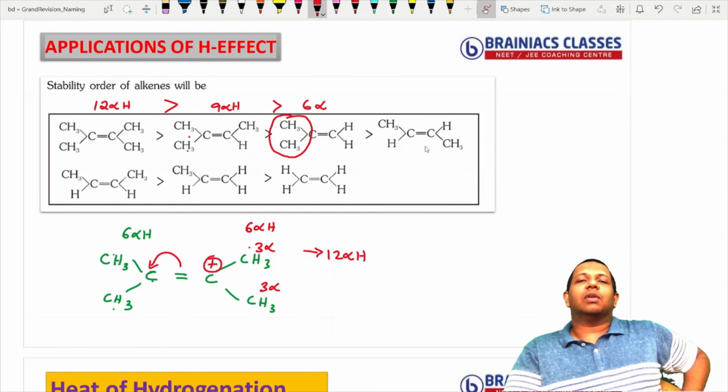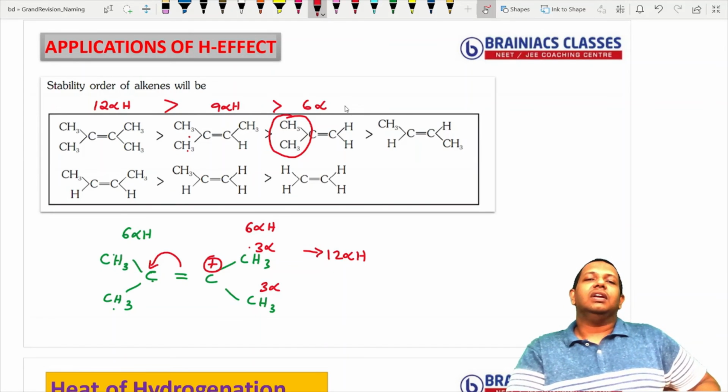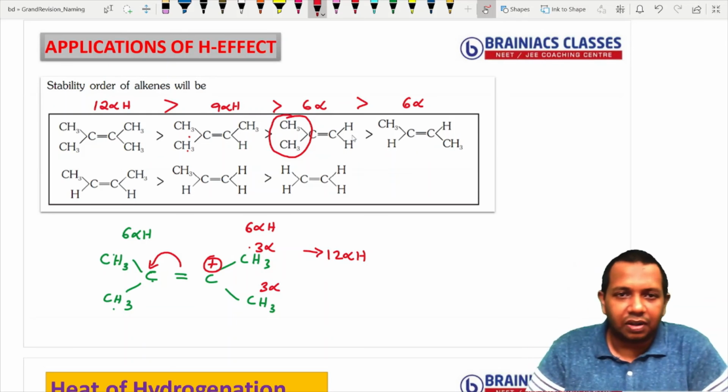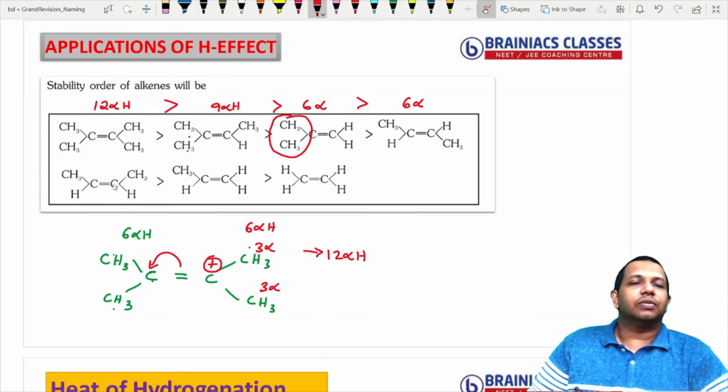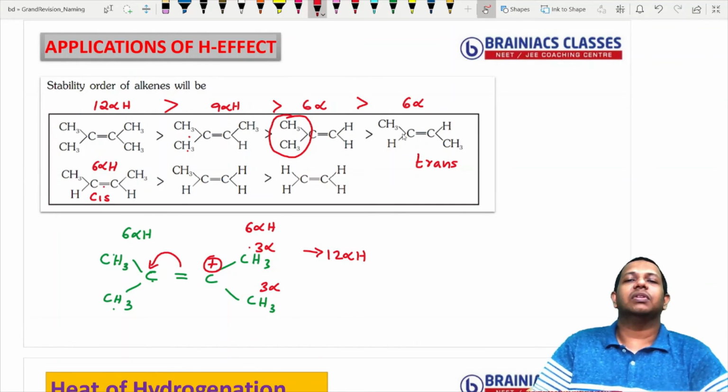But here they are on the opposite carbon atom. That's why this one is more stable than this one. But this is also 6 alpha. Now here, if you see, this is trans and this is cis. So we know that trans is more stable than cis. That is the reason why, even though this has 6 alpha hydrogen, this is less stable than the trans.